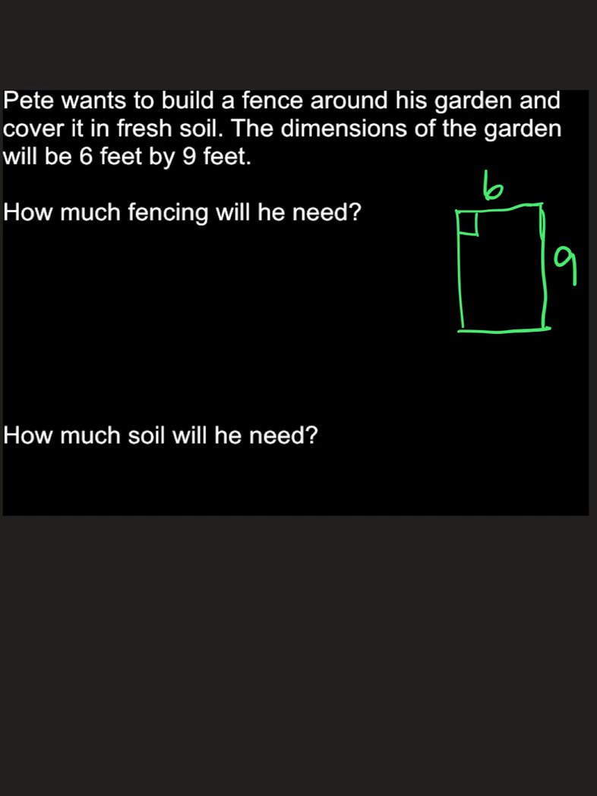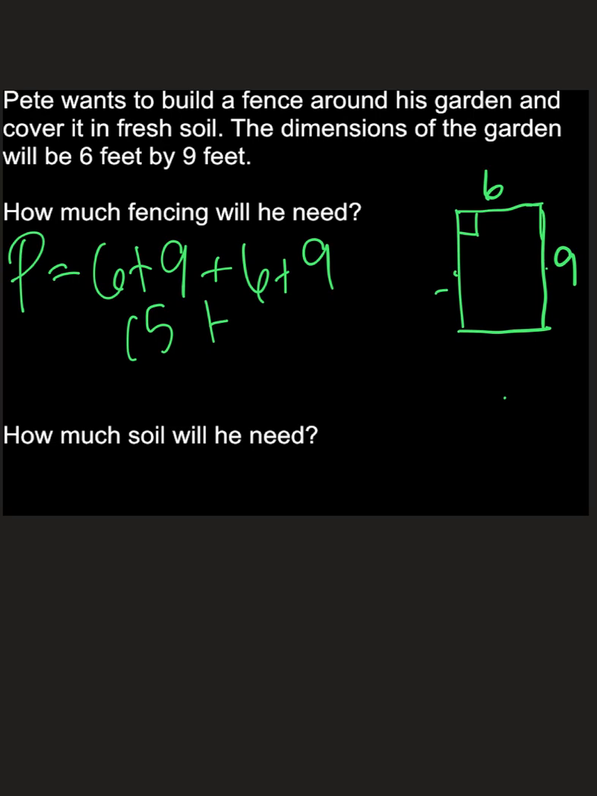So, since it's a synonym for perimeter, I'm going to find the perimeter to figure out the amount of fencing. So the perimeter is going to be 2 6s and 2 9s. I have 6 plus 9. And remember, opposite sides are congruent, so I have also 6 plus 9. Total, that's 15 plus 15. And I get 30 feet of fencing.